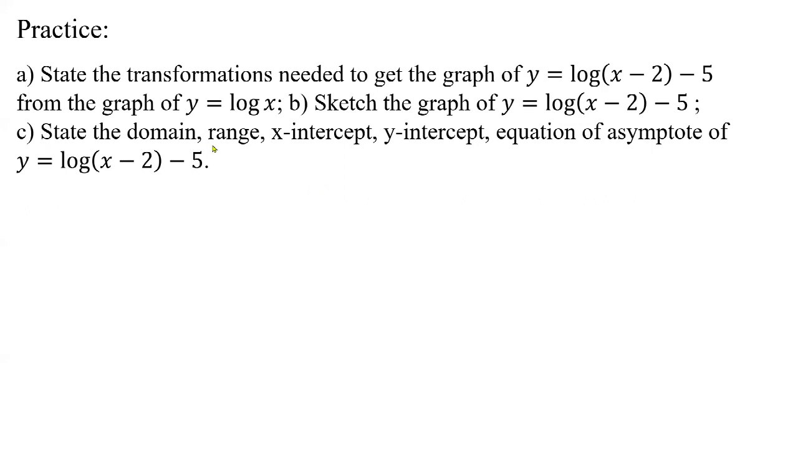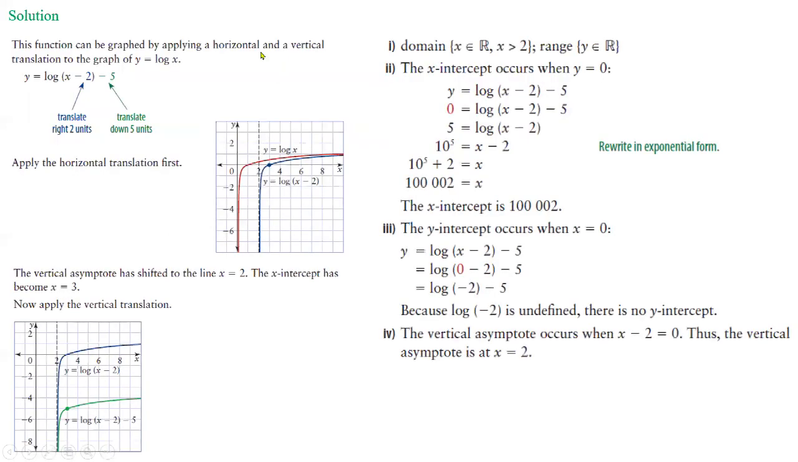All right, let's have a look at the solutions together. So first of all, this function is log base 10 of (x minus 2), and then minus 5, right? The first parameter here, minus 2, corresponds to a horizontal translation to the right by 2 units. And then minus 5 here corresponds to a vertical translation down by 5 units.